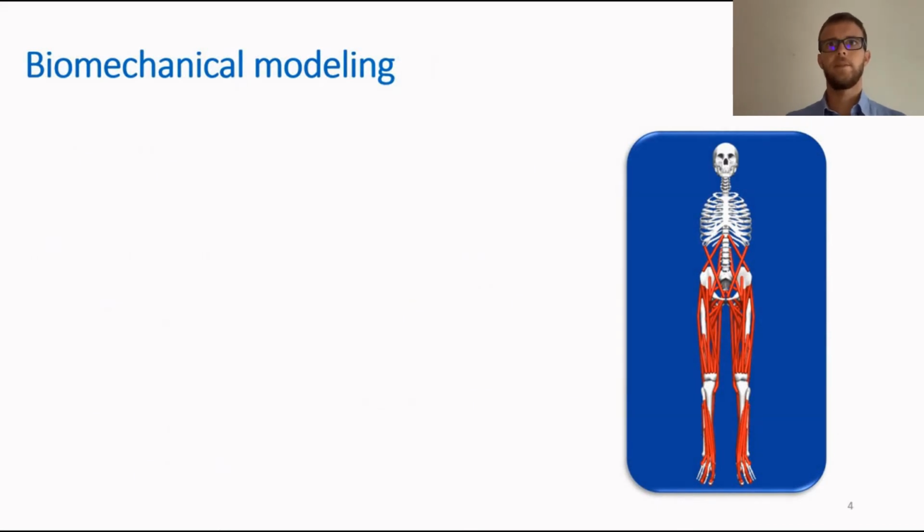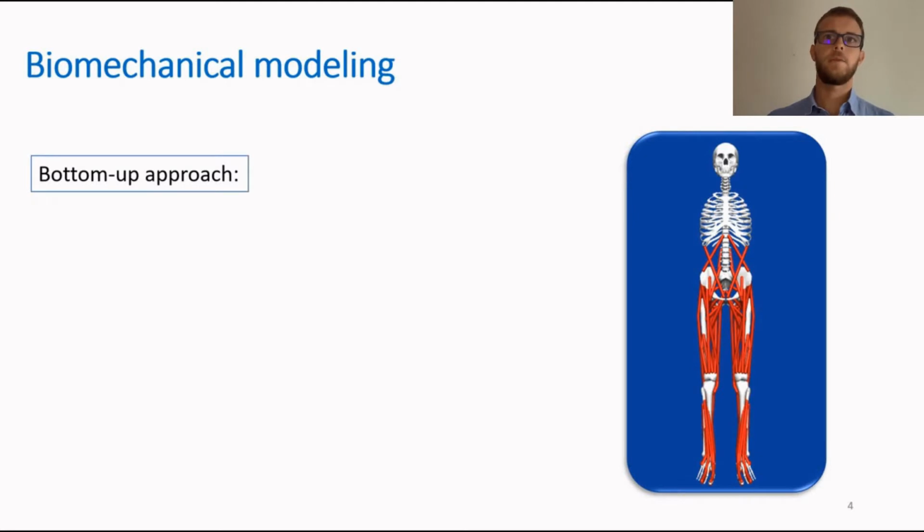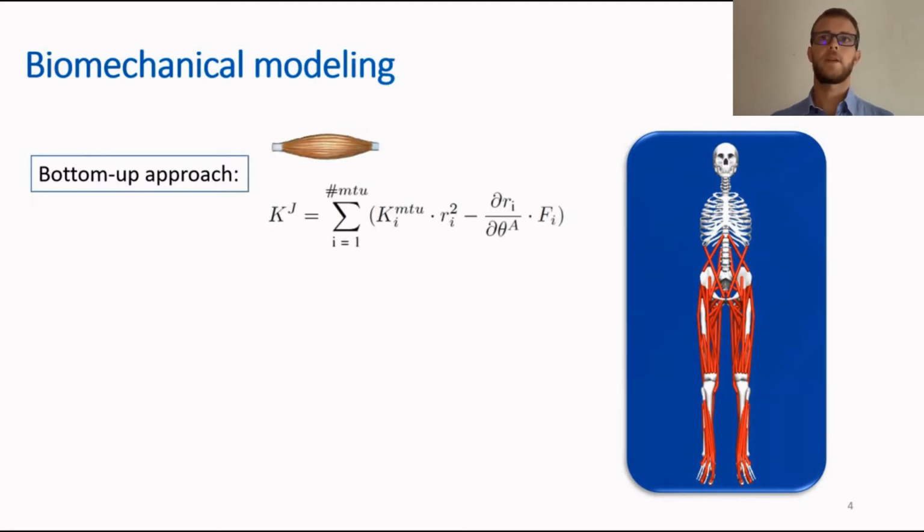Biomechanical modeling is an emerging field to estimate joint stiffness. It is a bottom-up approach in which the constituting elements of the joints are modeled. These structures are the muscles, tendons, and bones. The stiffness of each modeled muscle-tendon unit is obtained and projected onto the joint level following this equation. It uses the muscle-tendon unit stiffness, the moment arm, the variation of moment arm with respect to the joint angle, and the muscle-tendon unit force.